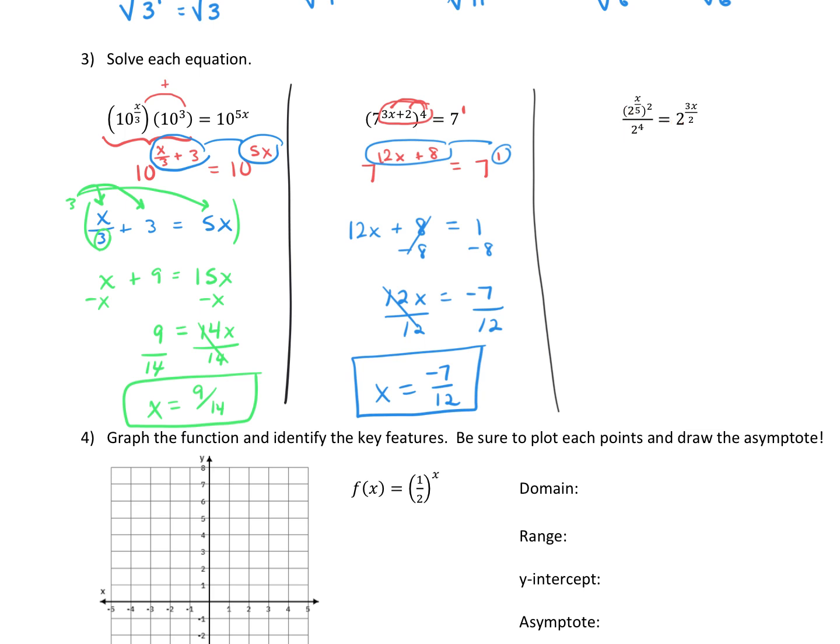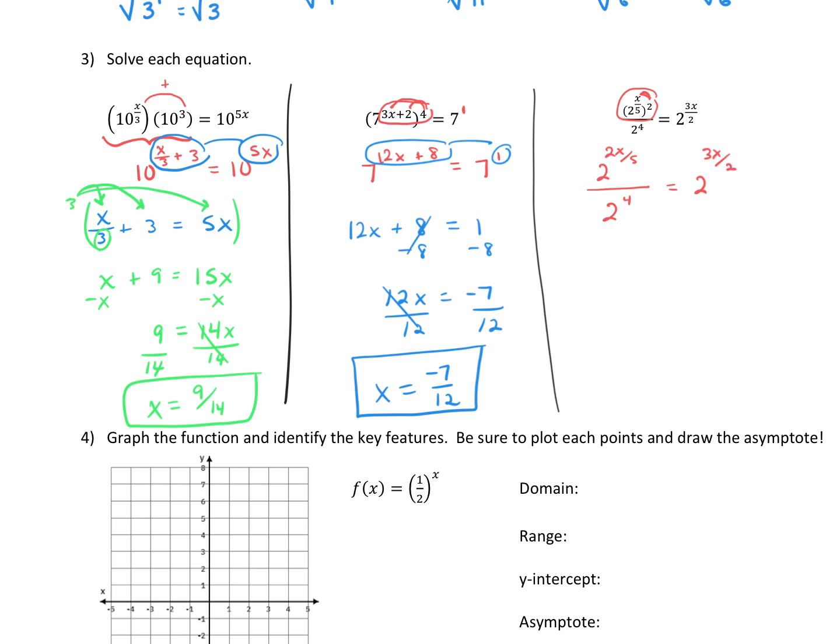On the left, we can do a little bit of simplifying here. Well, first, this numerator, that's a power raised to another power. So we can keep our base. When you have a power to a power, you multiply. So x over 5 times 2 is 2x over 5, over 2 to the 4th equals 2 to the 3x over 2.